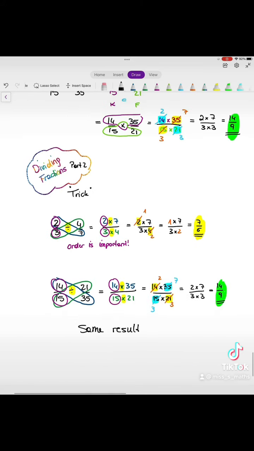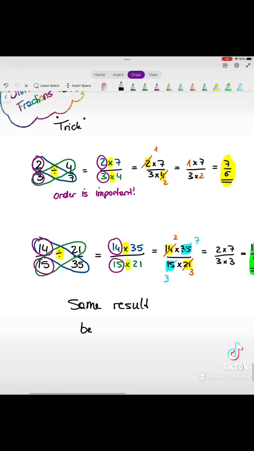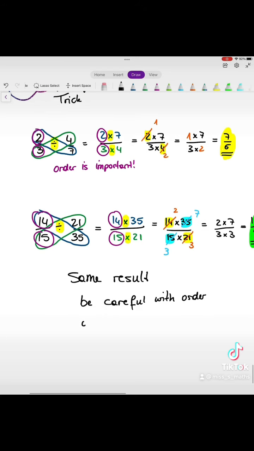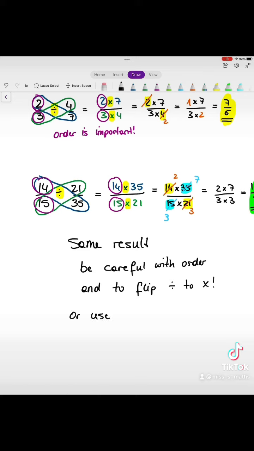So if it were me, I would probably go ahead and use the KFC rule, or be very careful whenever I'm using this rule, especially when it comes to the order of my numbers, and to not forget about flipping my division into a multiplication sign. Otherwise, works fine.